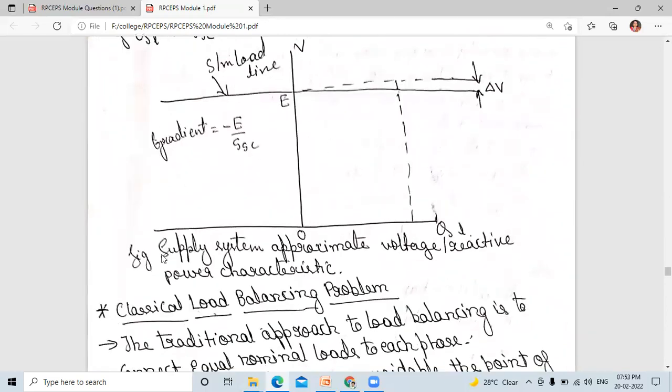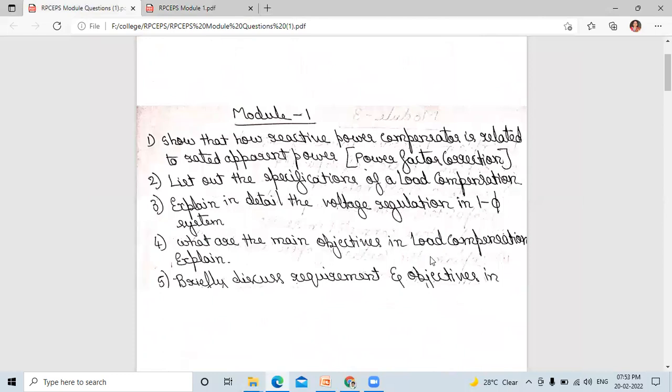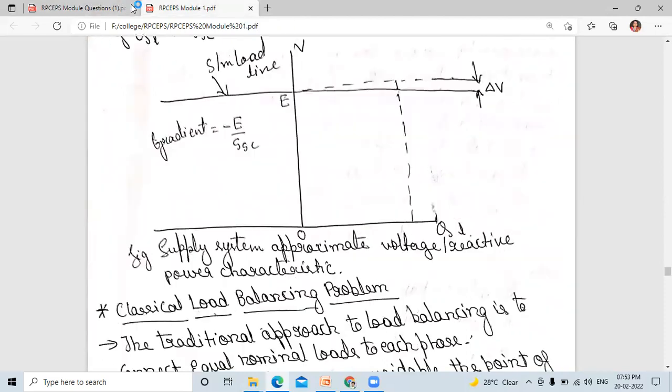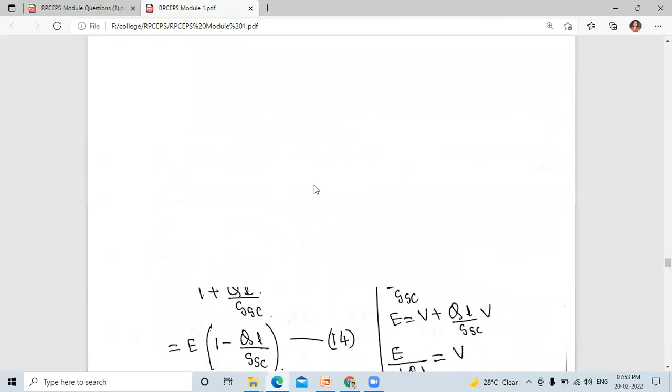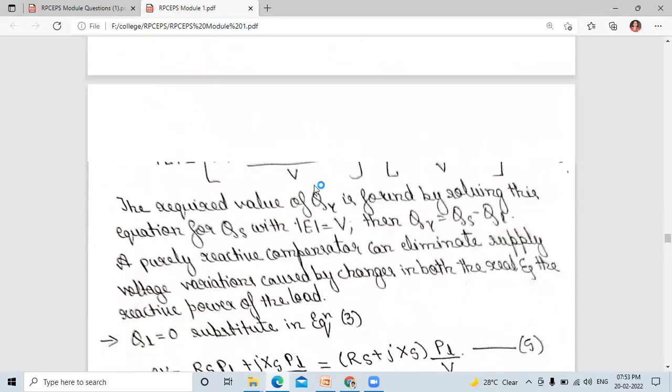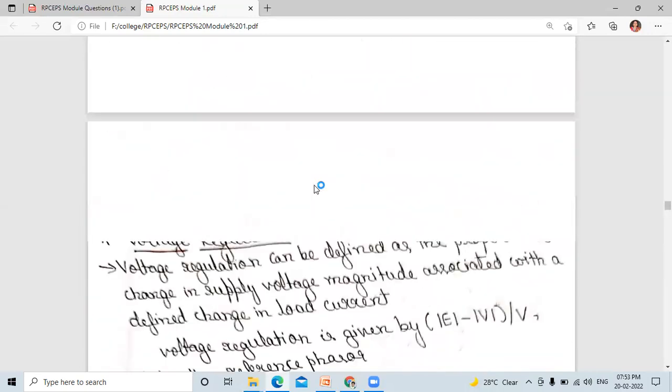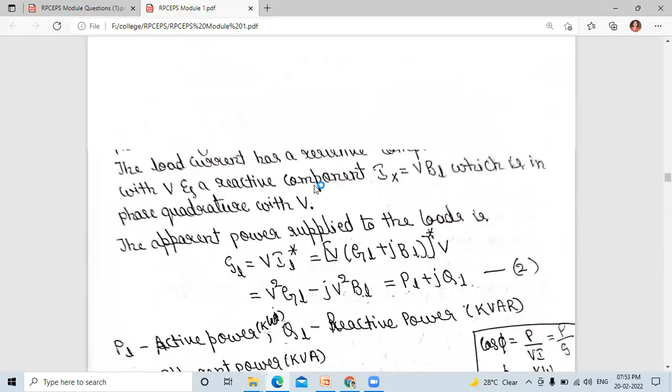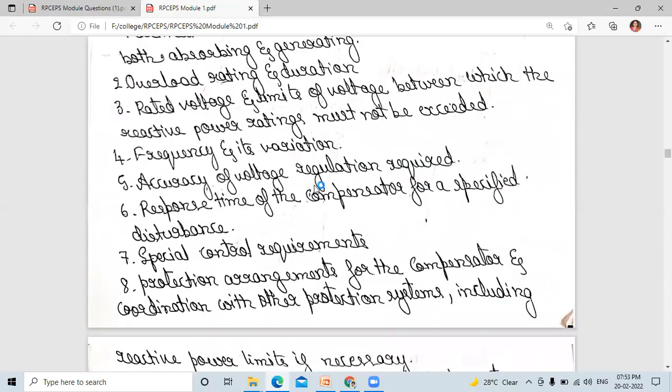Next, what are the main objectives in load compensation? Explain. What are the main objectives in load compensation? Explain. It is a direct question, right? In the starting, only an introduction is there. Objectives in load compensation.